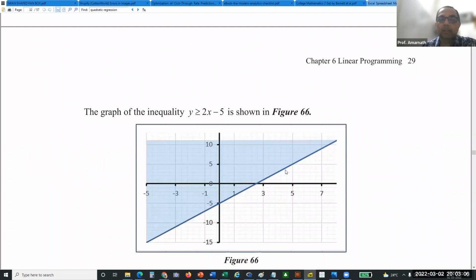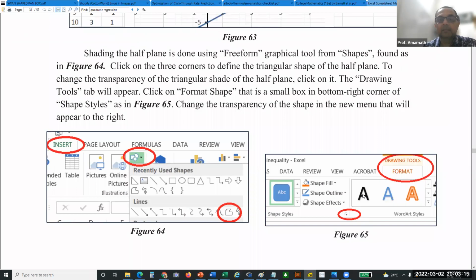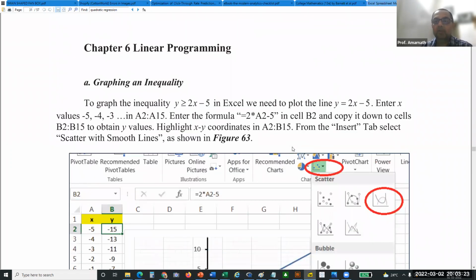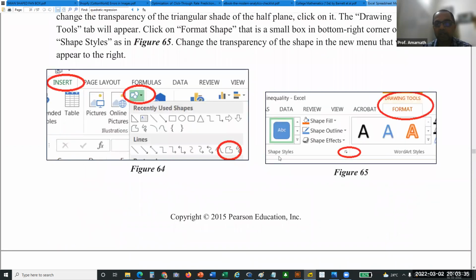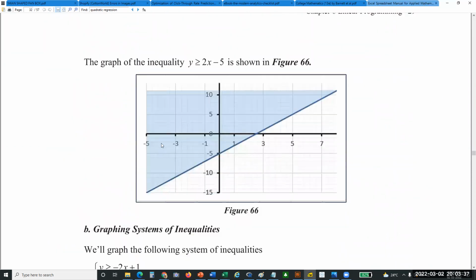So the graph of the inequality y is greater than or equal to 2x minus 5 is this. How do we interpret it now? Are we right in interpreting this? The shading is done. To understand our situation, we drew a line by calculating y for different values of x, 2x minus 5. Greater than or equal to means the region above that line. Would you all agree with whatever he has drawn?